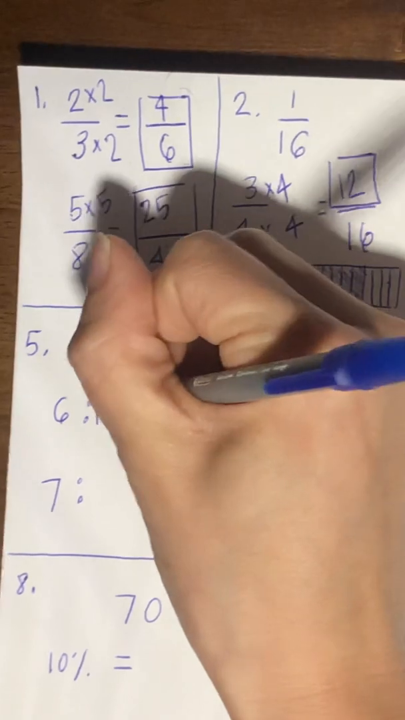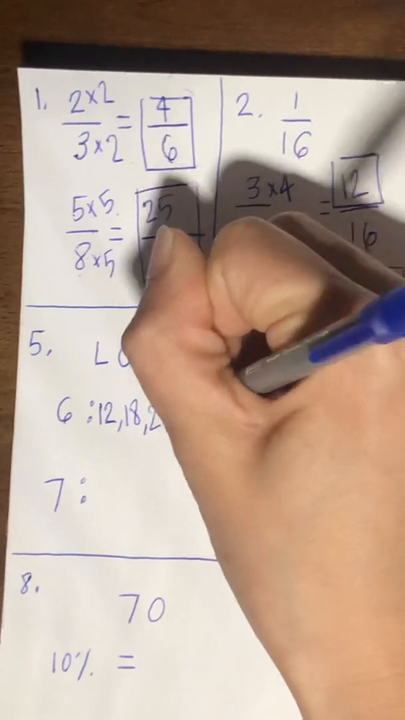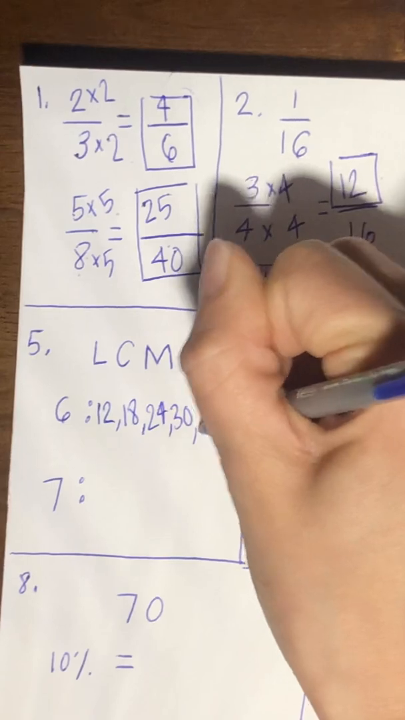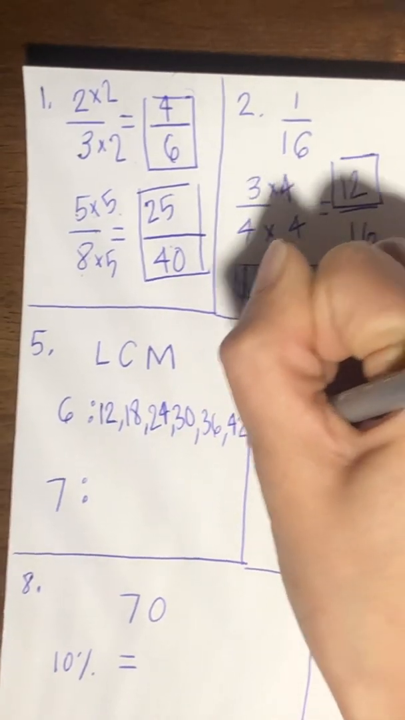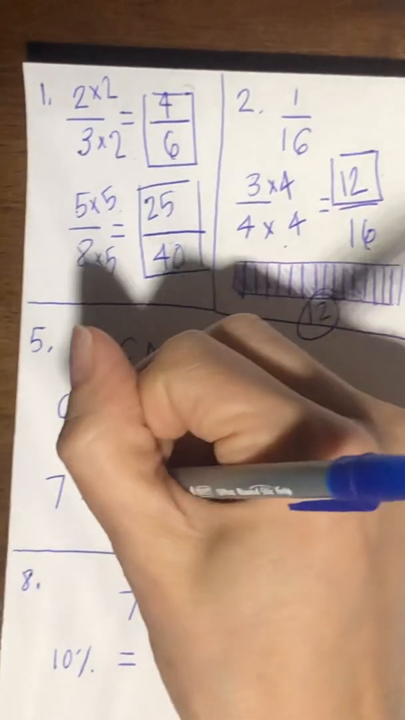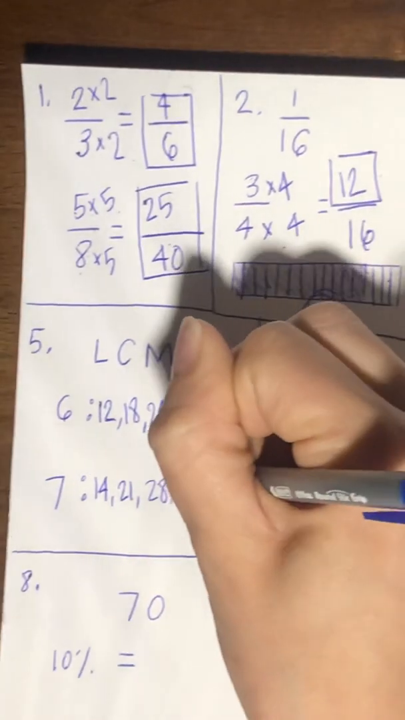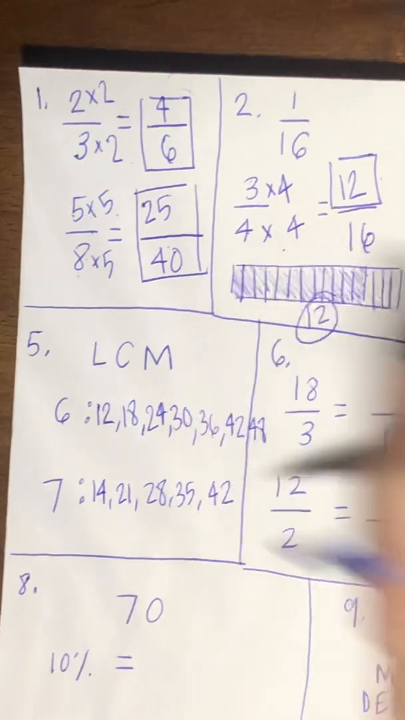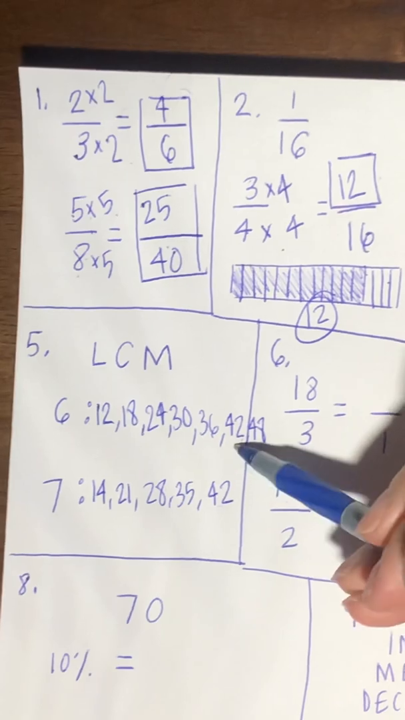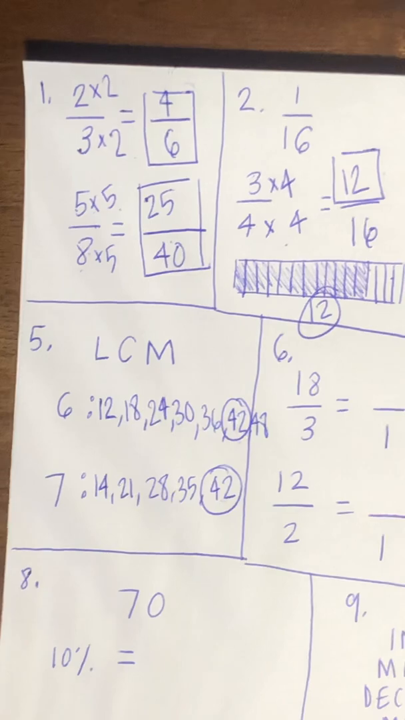6 times 2 is 12, 18, 24, 30, 36, 42, 48, and I could continue. And then my 7, 14, 21, 28, 35, 42. Right there I can stop because I can see that I have my lowest number that matches both 6 and 7, which is 42. So my lowest common multiple is 42.